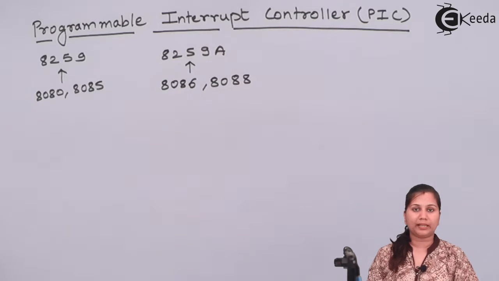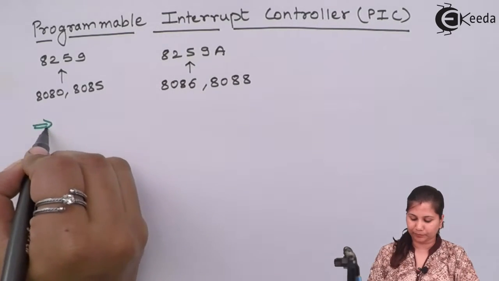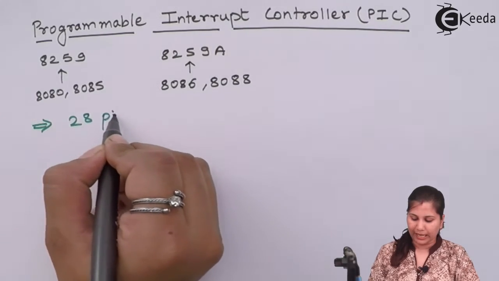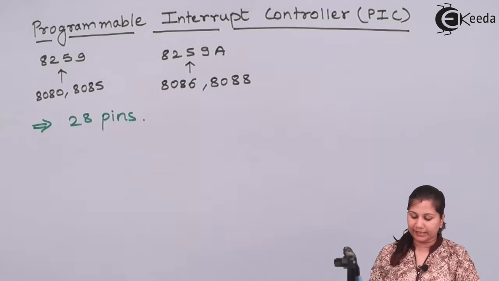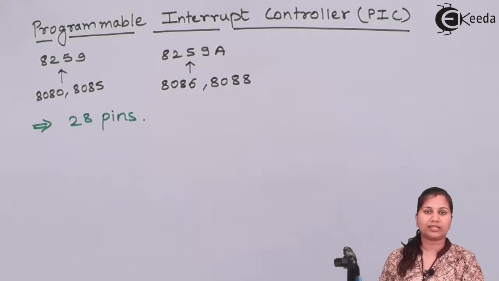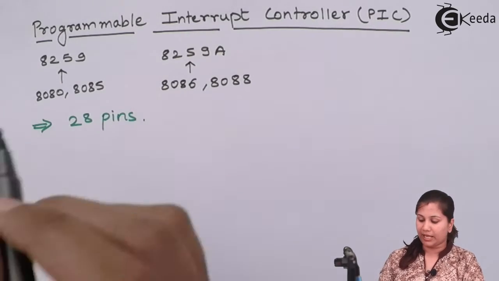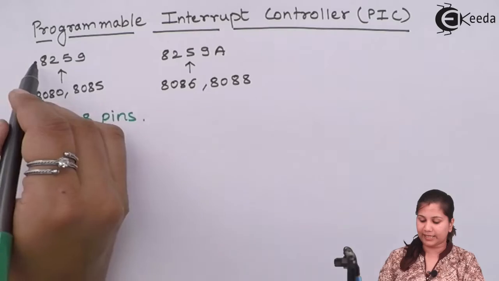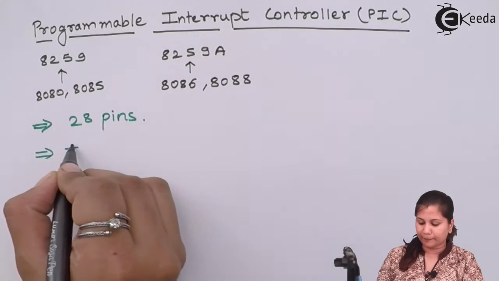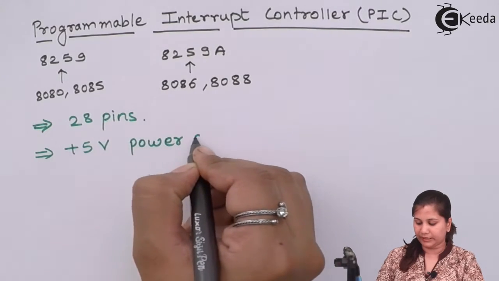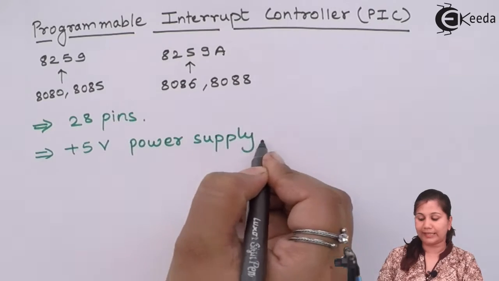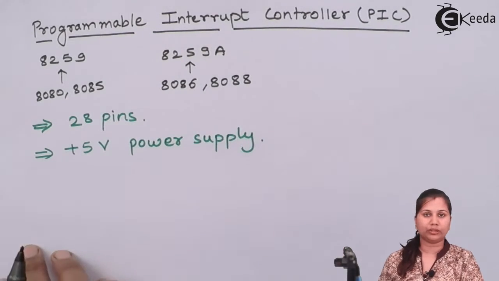Now let's come to the pin description. This programmable interrupt controller PIC has 28 pins. Each of the pins is assigned a function, and let's see what the functions associated with these 28 pins are. And this IC 8259 works at a plus 5 volts power supply. It is needed to use this IC. Now let's come to the pin diagram.